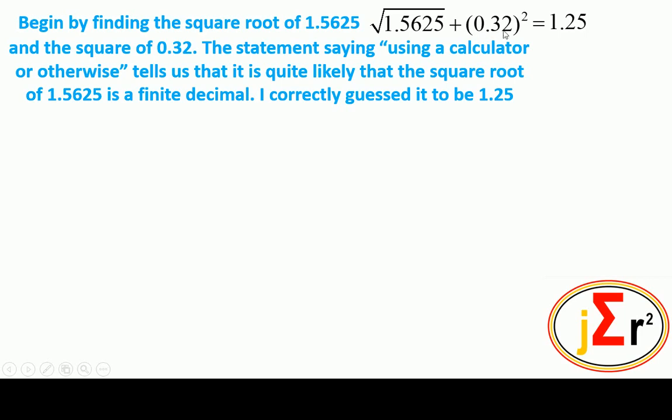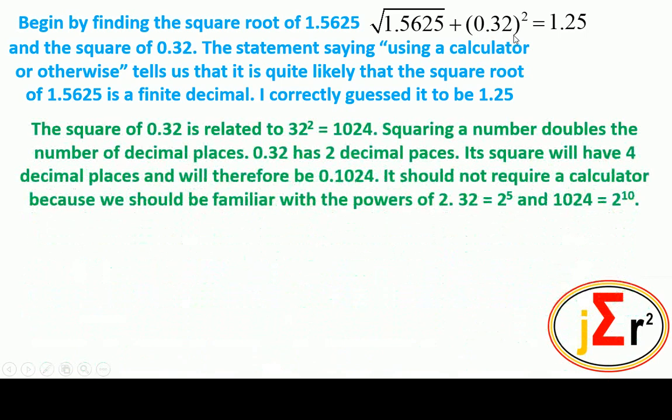squaring 0.32. The square of 0.32 is related to the square of 32, which is 1024. Squaring a number doubles the number of decimal places. If you square 32, you will get 1024. If we have a particular number of decimal fraction places like we have right here, 2 of them, when we square this figure, the number of decimal fraction places will double. Therefore, we will have 4 digits following the decimal point.